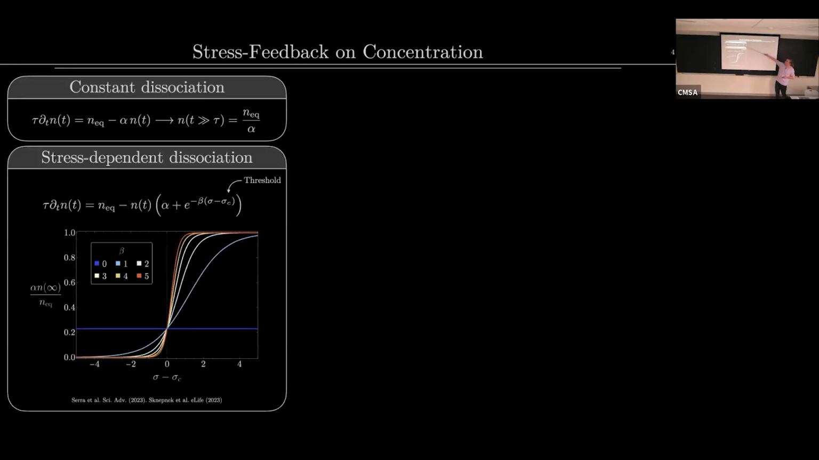And to put in a stress dependency, you can add a stress-dependent dissociation rate, where you apply some external stress sigma, and there is some threshold value. If you are above the threshold value, the dissociation rate is very small, so you go to the same value as before, and the stress has no effect. Whereas in the opposite case, the dissociation is very large, and you completely dissociate.